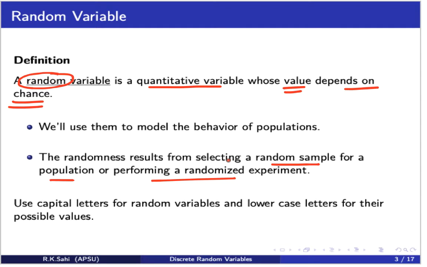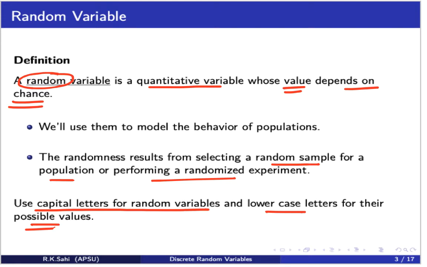Now we're going to use some notations here. The notation which we're going to follow is, we're going to use capital letters for random variables and lowercase letters for the possible values. So here is a big overview of what is a random variable. Now we're going to look at a very simple example of a random variable.